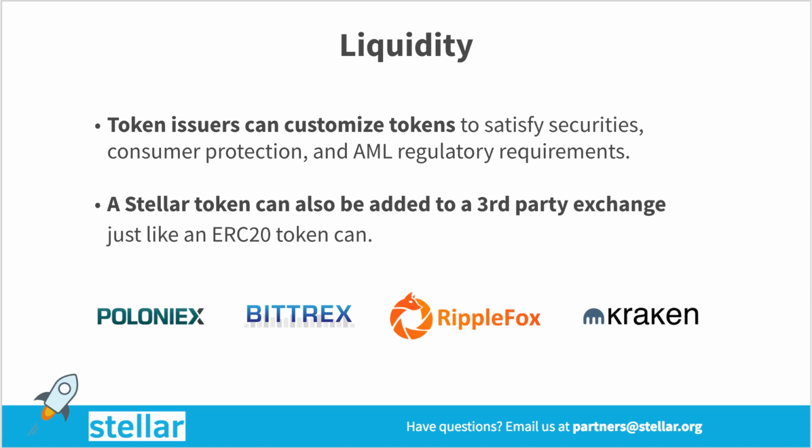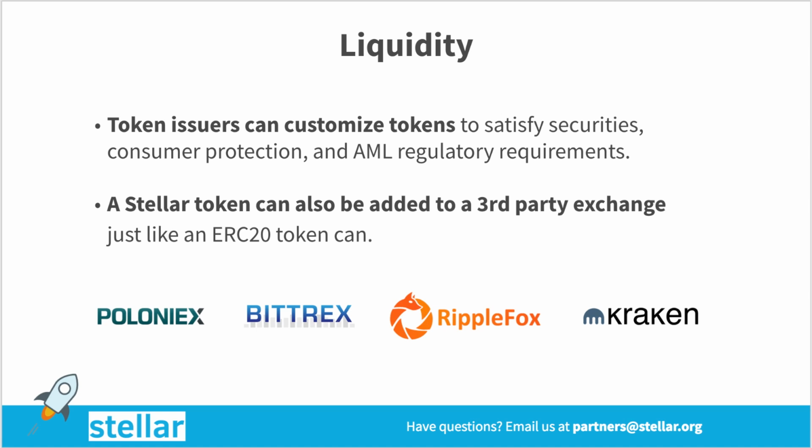And the second thing is to clear up a common misconception, which is that if you issue a token on Stellar, it can only be traded on the Stellar exchange. But that's actually not true. A Stellar token can just as easily be added to a third-party exchange like Poloniex or something like that as an ERC20 token can, so it's not a mutually exclusive thing.